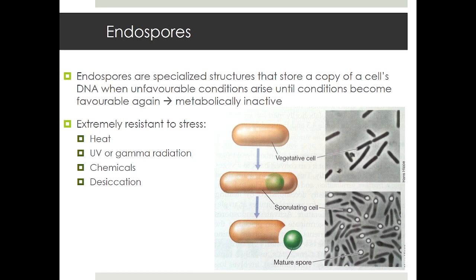They are very rarely affected by things like heat, radiation, chemicals, even things like drying out. So they tend to help that bacterium in its dormant state come back after a long period of time when things are more favorable again. So in these diagrams here, you can see vegetative cells are just normal.